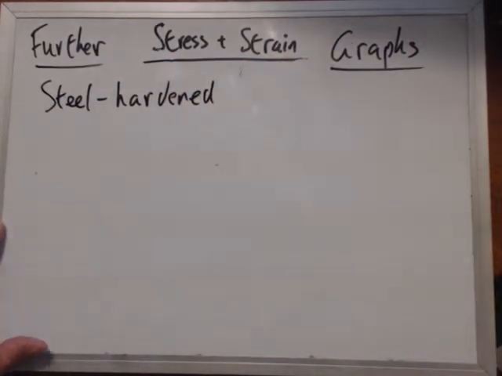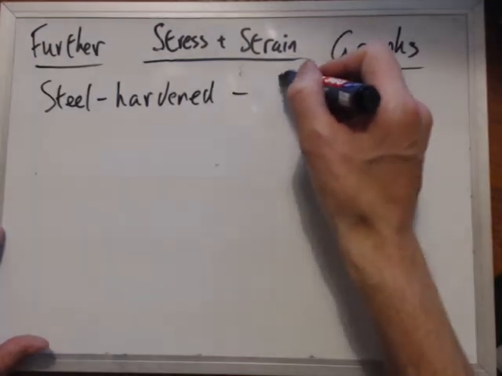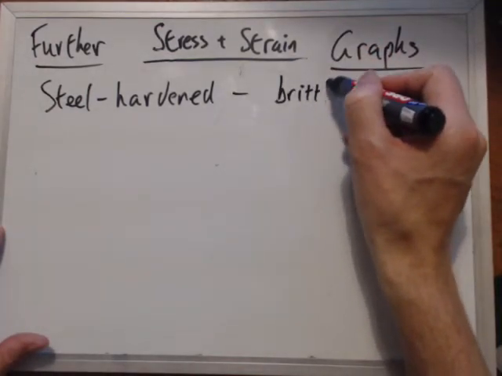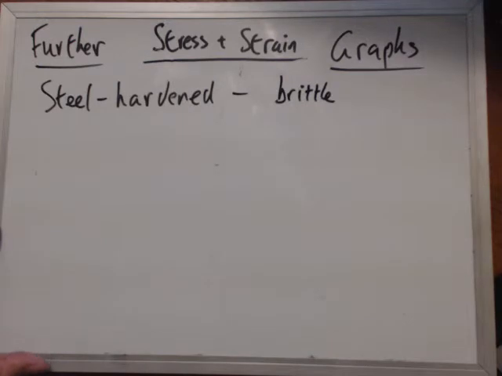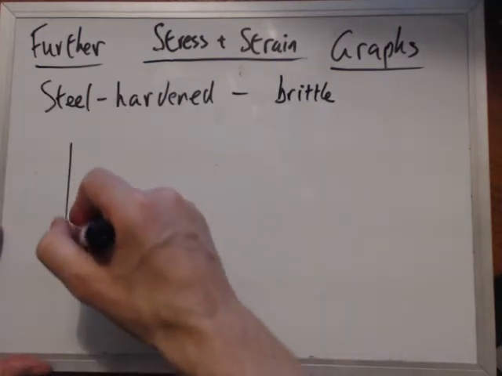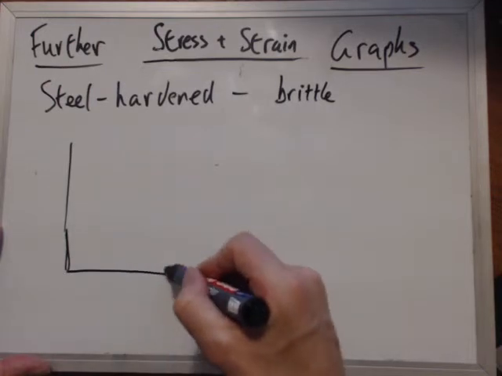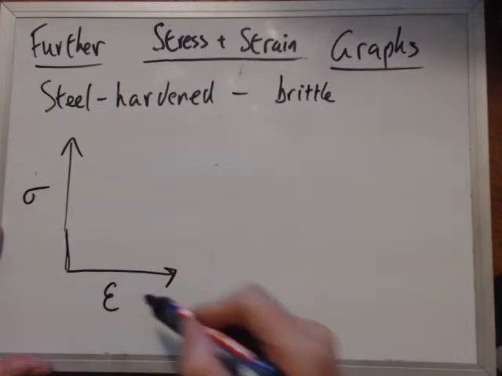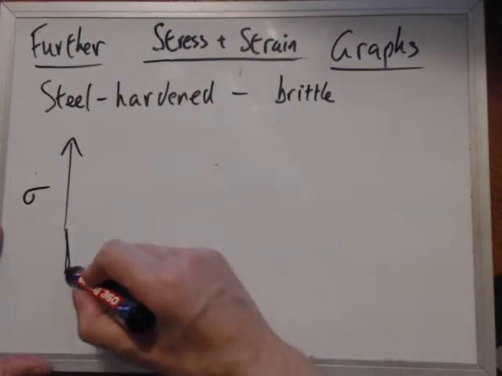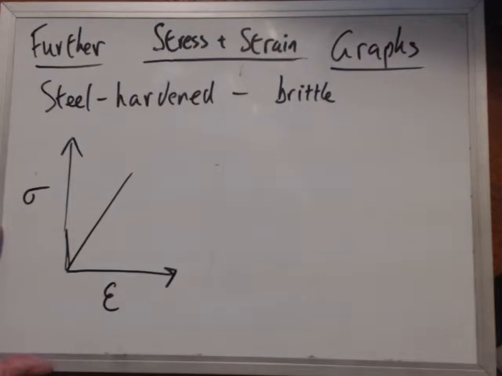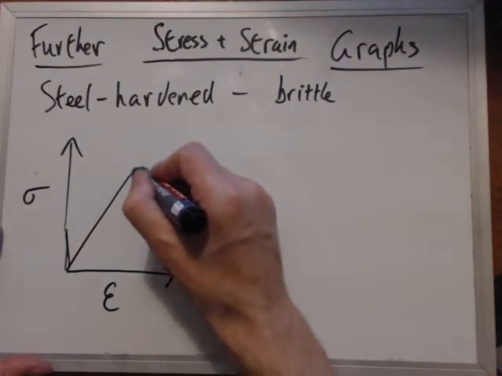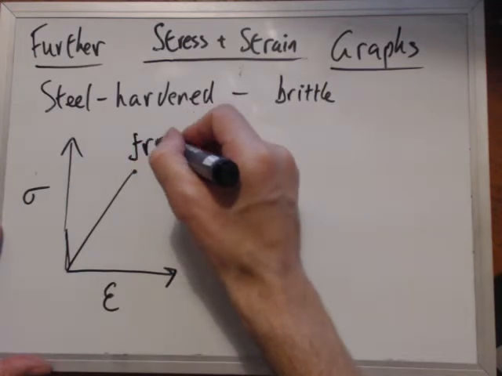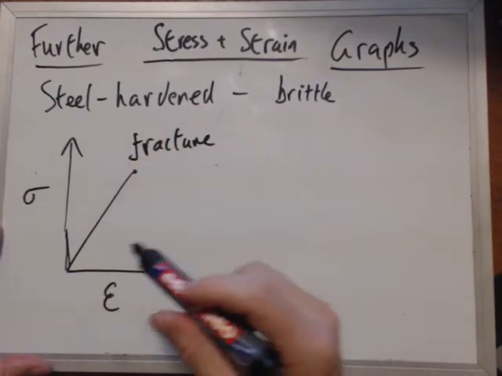And if you've got hardened steel, a process in which you heat it slowly, then quench it in cold water, it becomes brittle. Okay, and a stress-strain graph for a brittle material, such as hardened steel. So I'm going to use these symbols here: stress and strain. Well, simply it'll follow Hooke's law, a nice straight line, and then suddenly it'll get to there and it will fracture.